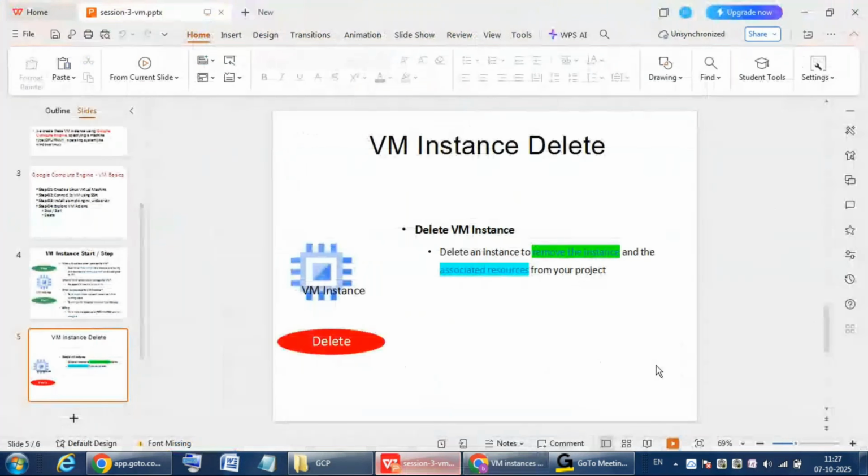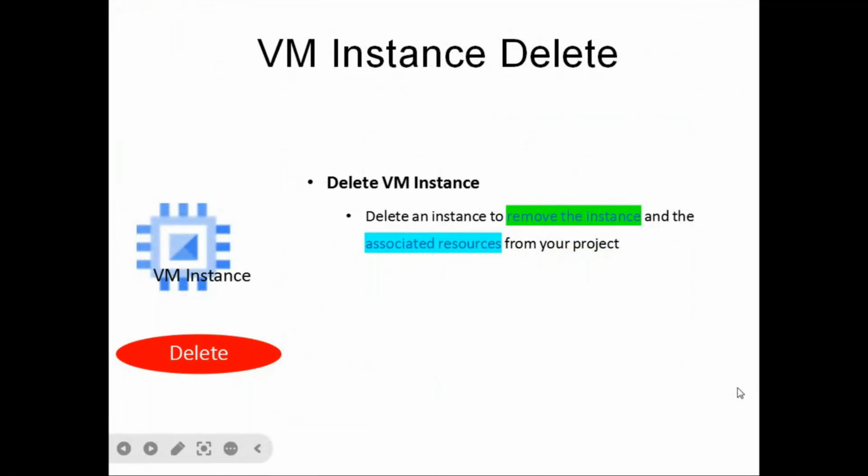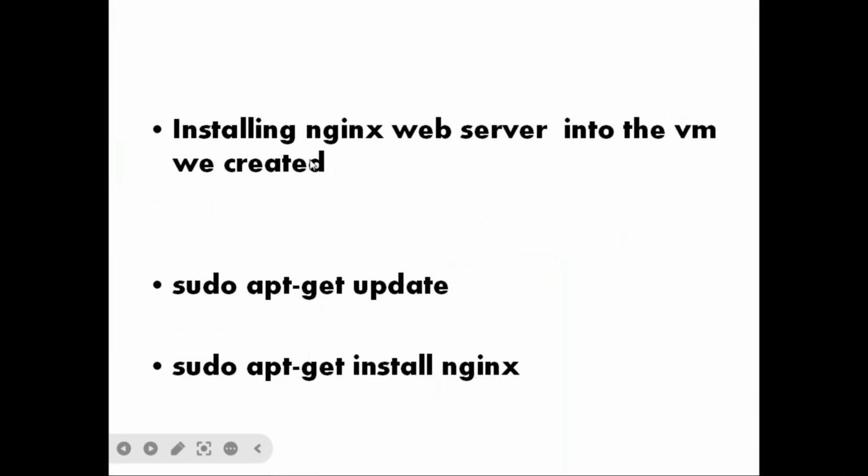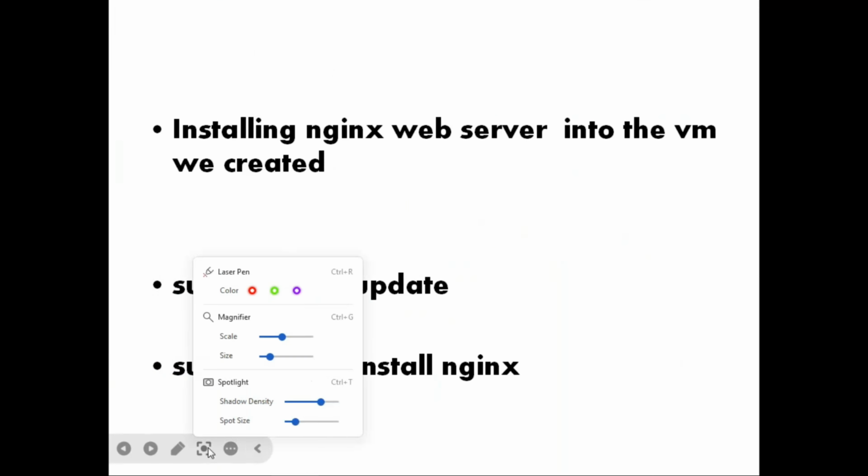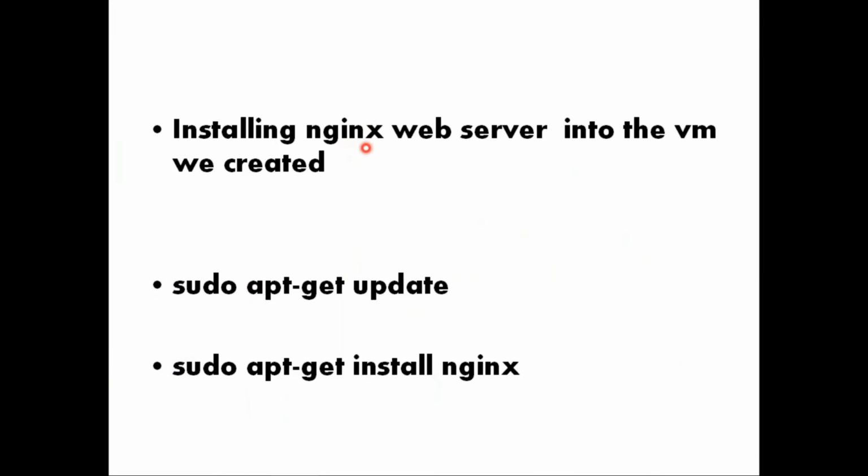Next, what we need to discuss. Now I am going to install Nginx web server into the VM that I created just now. How to install? First we need to use these Linux commands: sudo apt-get update, and sudo apt-get install nginx. I am going to execute these two commands by entering into this VM I created just now. Let me show it practically.